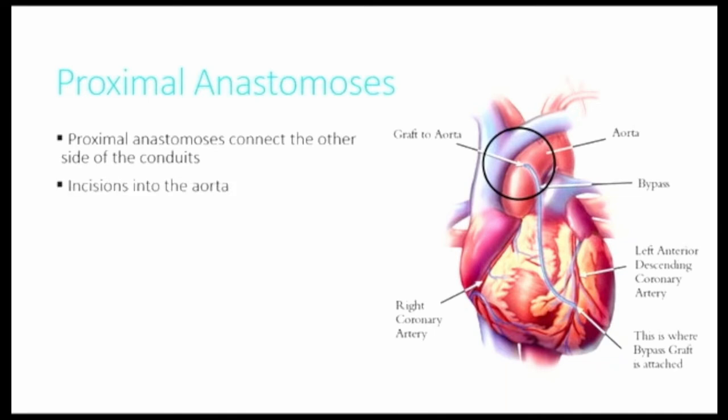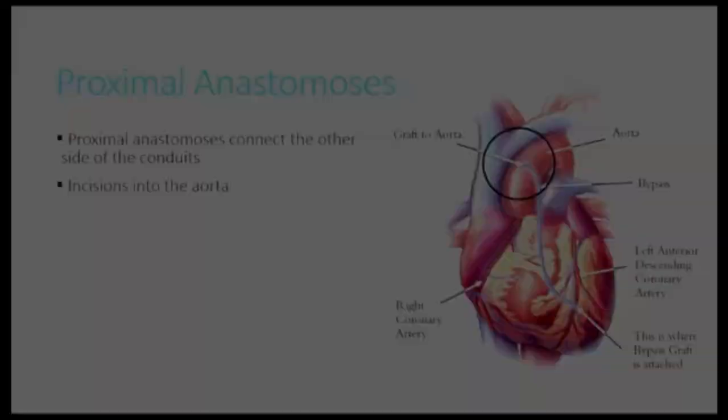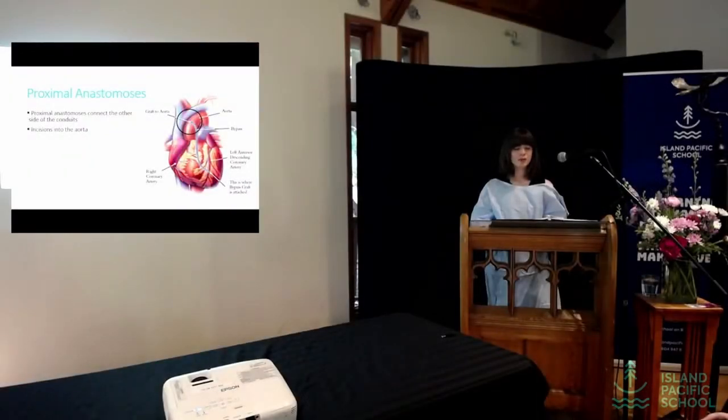We make 2 small incisions in the aorta with an aortic punch. To be clear, this is an aortic punch and not a fist fight. First, perform the proximal anastomosis on the LAD, attaching the LIMA graft using a running stitch.